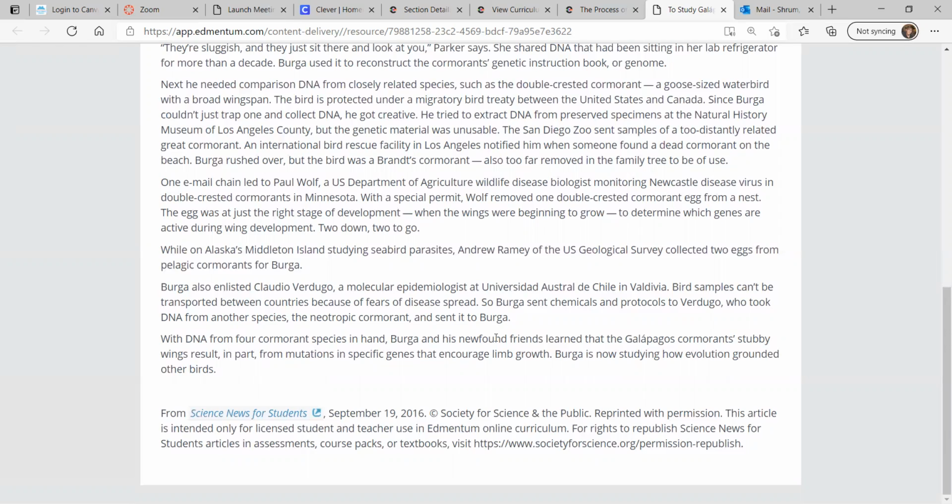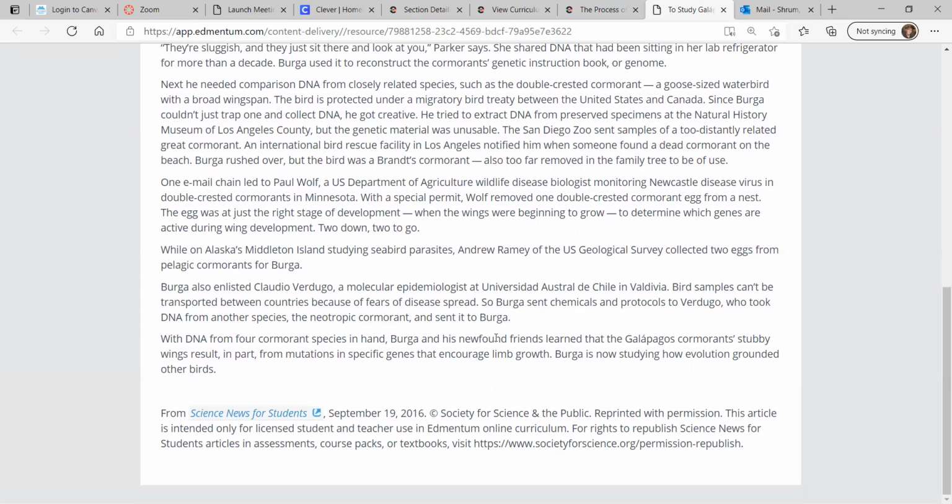An international bird rescue facility in LA notified him when someone found a dead cormorant on the beach. Berga rushed over, but the bird was a Brandt's cormorant, and that was also too far removed in the family tree to be of use. One email chain led to Paul Wolf, a U.S. Department of Agriculture wildlife disease biologist monitoring Newcastle disease virus in double-crested cormorants in Minnesota.